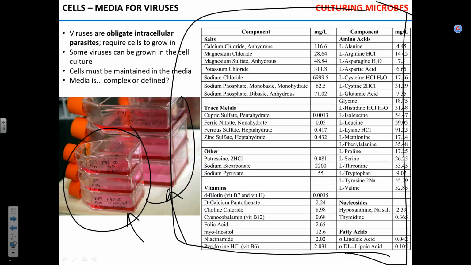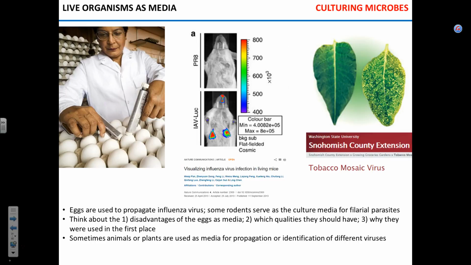So we can't really say if the medium is complex or defined for viruses. All we can say it's cells. Okay. We can use live organisms as a medium. We can use eggs. We can use rodents. Okay. Eggs are widely used for growing influenza virus.